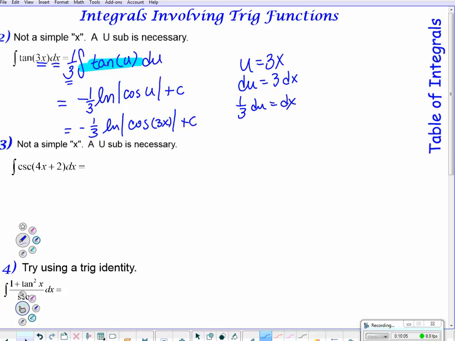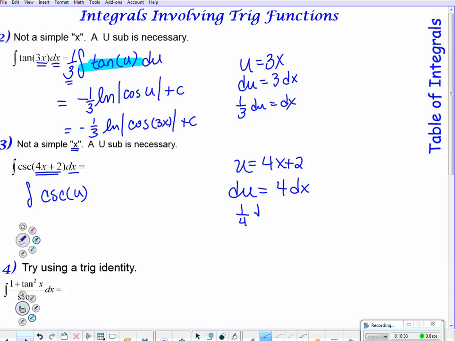If it's not a simple x, then it's going to involve a little bit more, and a u sub probably will be necessary. So let's let u equal 4x plus 2, because then I can turn this into a cosecant of a simple structure inside, just u. Let's see what du and dx do here. We get 4 dx, but we just have dx, so we need a 1/4 du to match up with our dx. So coming back over here, we've got cosecant u already is settled on. Dx is a 1/4 du.